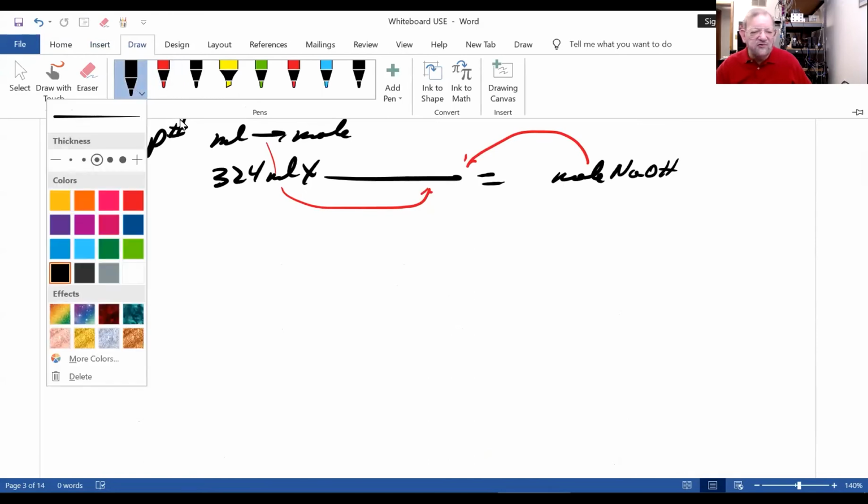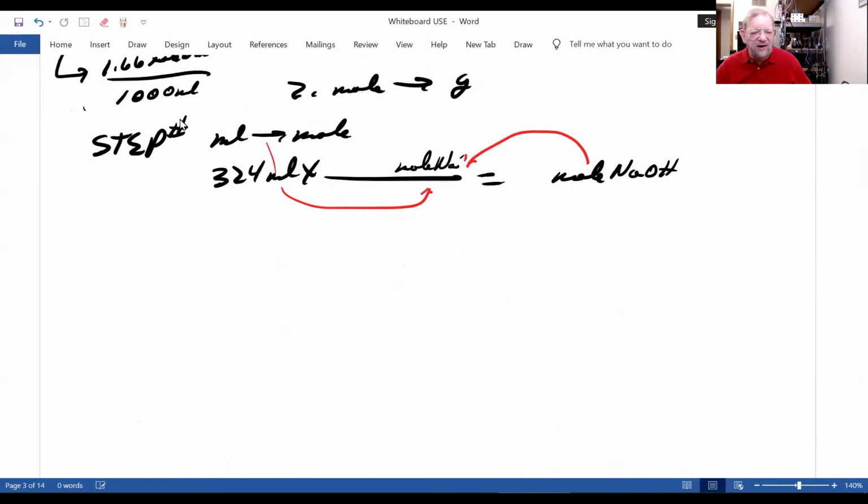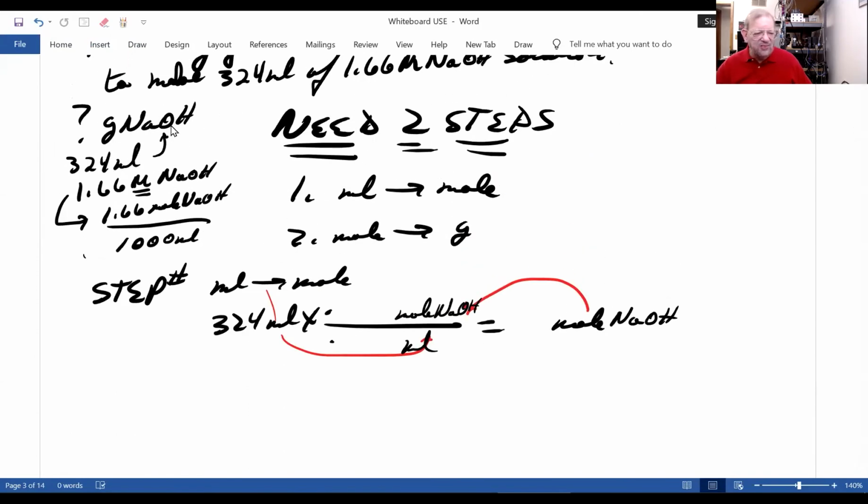And I'll put moles NaOH, milliliters. And where do I get these numbers? If you go up here, notice molarity of a solution really means 1.66 moles of NaOH per 1,000 milliliters. Now, this is a multi-step, and once again, Dr. White likes to round off at each step, but I'll calculate both in case you're a round off at the end person.